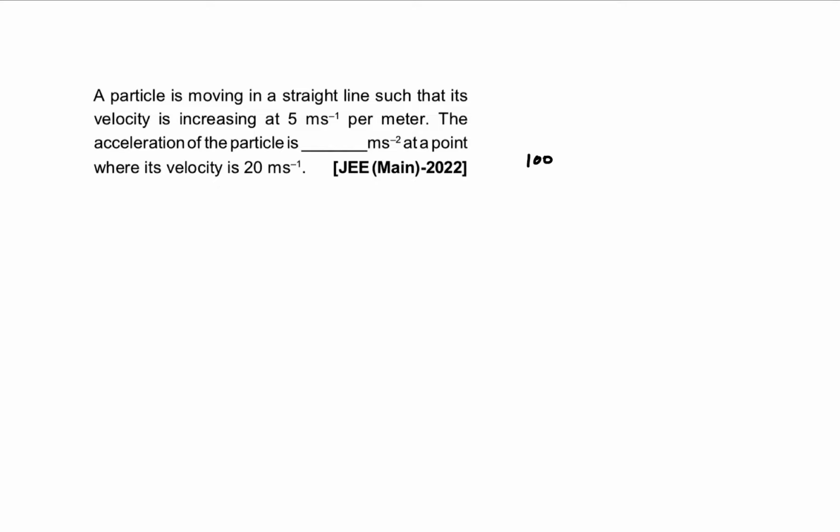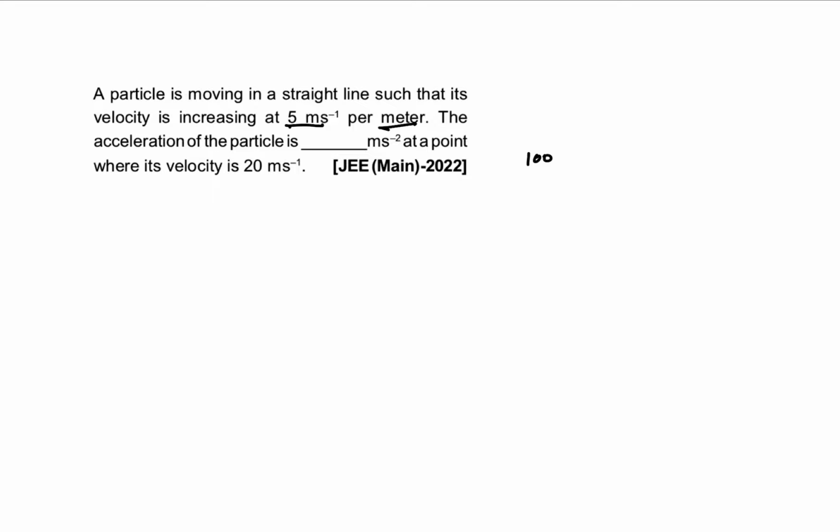A particle is moving in a straight line in such a way that velocity increases at 5 meter per second per meter. Here they have given how the velocity v is varying with distance. So I am writing dv by dx value is equal to 5. Okay, that's why 5 meter per second by meter. Okay, dv by dx is given.